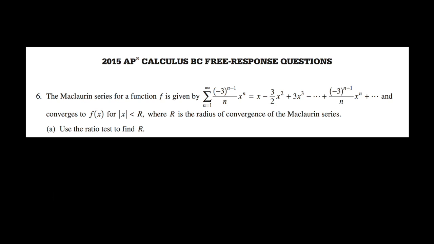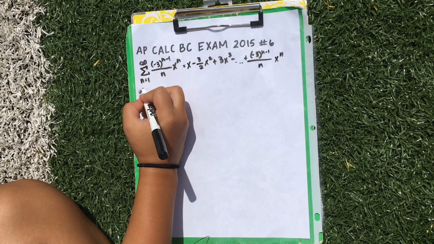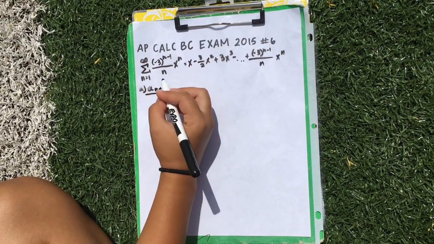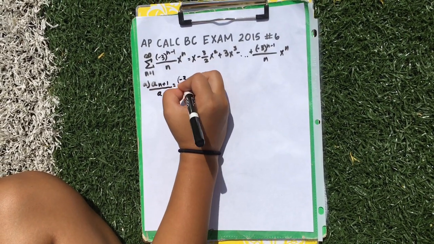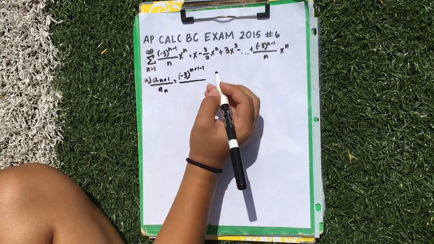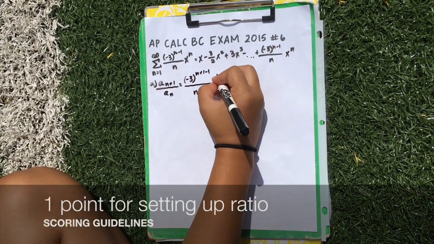The question reads, the Maclaurin series for a function f is given and converges to f of x for the absolute value of x less than r, where r is the radius of convergence of the Maclaurin series. Part A asks us to use the ratio test to find r. Ratio test is one of the various types of tests for convergence, and one of the most common. You just divide a sub n plus 1 by a sub n.